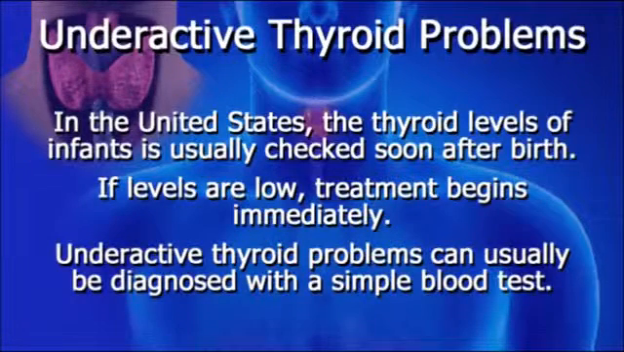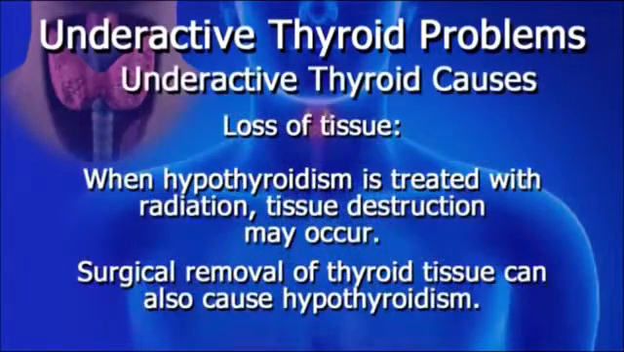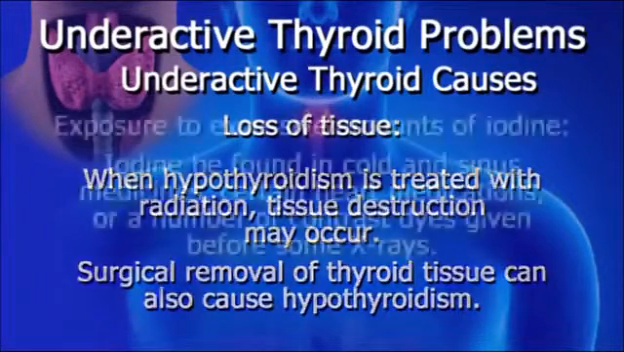Underactive thyroid problems can usually be diagnosed with a simple blood test. Causes of underactive thyroid or hypothyroidism include loss of tissue. When hyperthyroidism is treated with radiation, tissue destruction may occur. Surgical removal of thyroid tissue can also cause hypothyroidism.